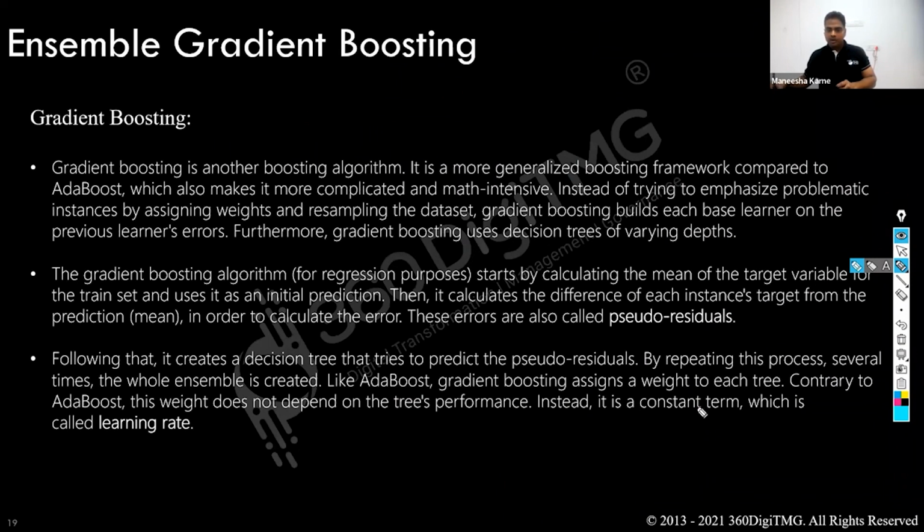And here, however, in gradient boosting, when we assign the weights to each tree, the weights that we are going to assign will be constant. In AdaBoost, the weights were changing. But in gradient boosting, the weights will be constant, and that constant is called a learning rate.